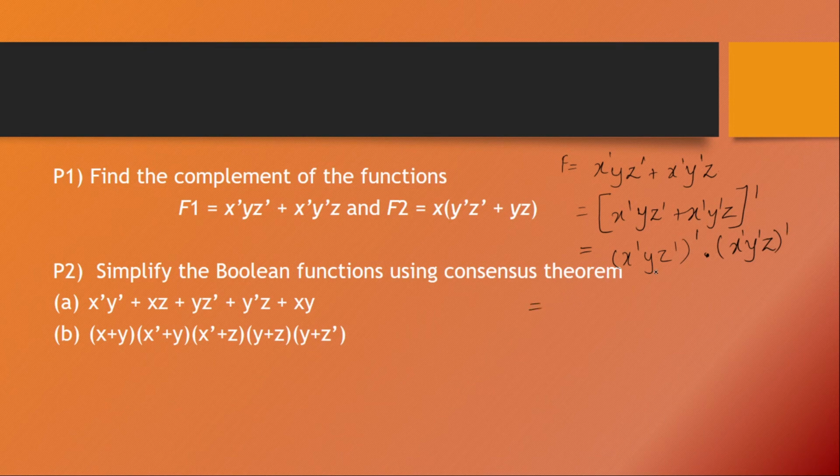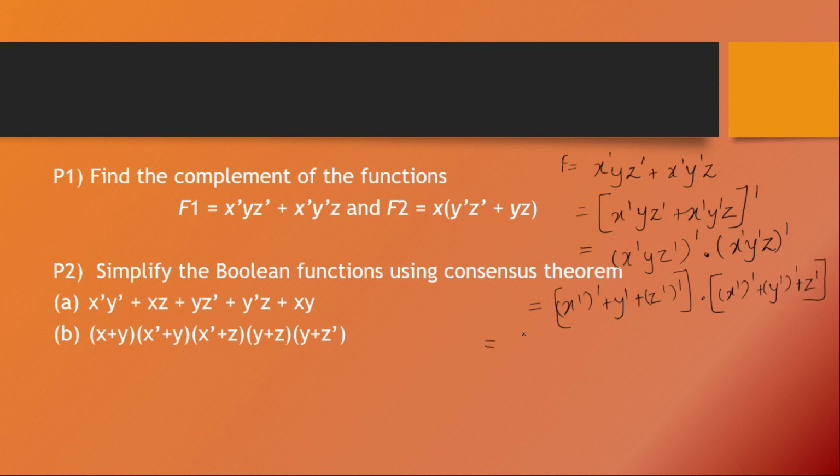Again repeatedly applying De Morgan's theorem, I have to bring this complement inside my brackets. So x dash the whole dash plus y dash plus z dash the whole dash. So this is my first term into, when I bring the complement inside the bracket, x dash the whole dash plus y dash the whole dash plus z dash. So this will be my second term.